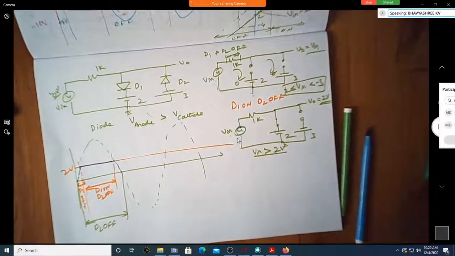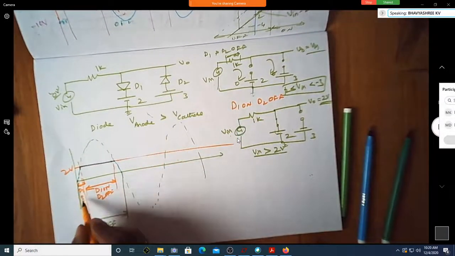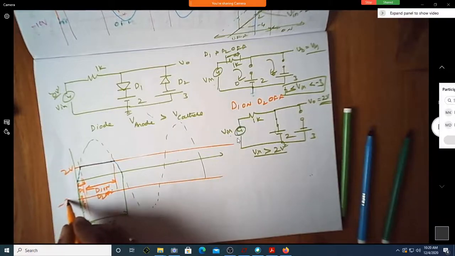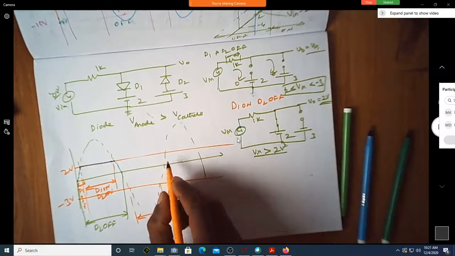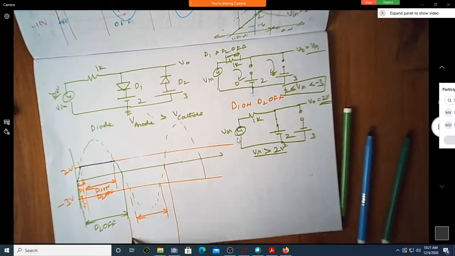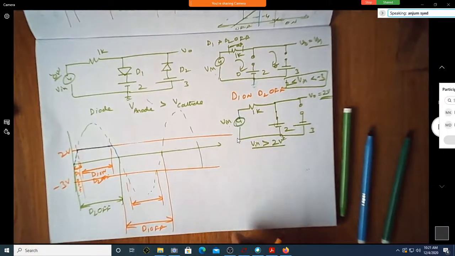So do we have one more reference voltage, that is minus 3 volt? Yes, sir. So if the input voltage is more negative than minus 3, okay, let me first take the entire negative half cycle. During the entire negative half cycle, your D1 is off. Yes, sir. Why is it off? For the entire negative half cycle, why is D1 off?